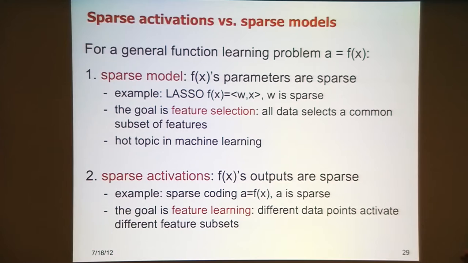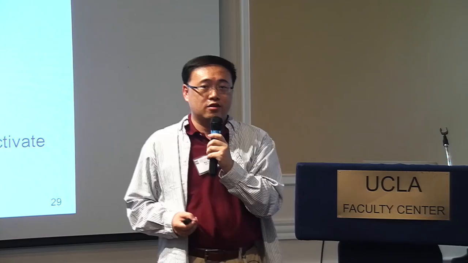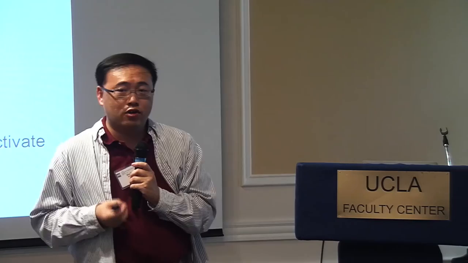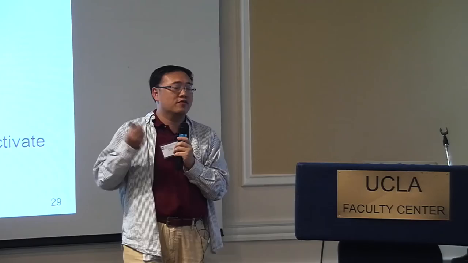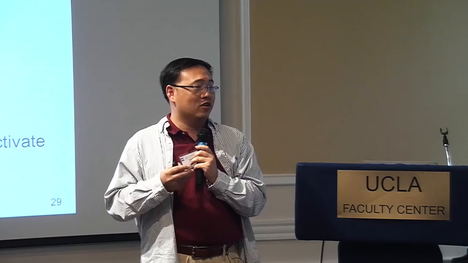Because once you learn a sparse representation of the model parameter W, what it means is all data select a common subset of features. So if you select the first dimension or second dimension, the corresponding function parameters are non-zero. That means you only select two dimensions in the model. And that means you still get a kind of sparse representation for the data, but all the data share the same non-zero dimensions.